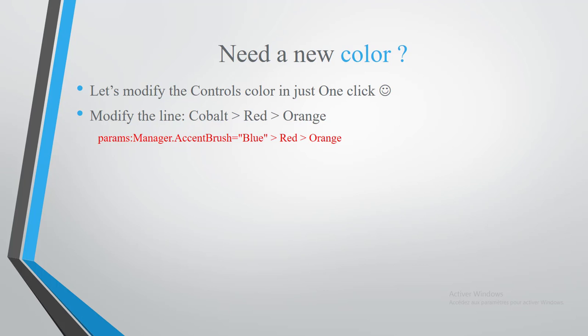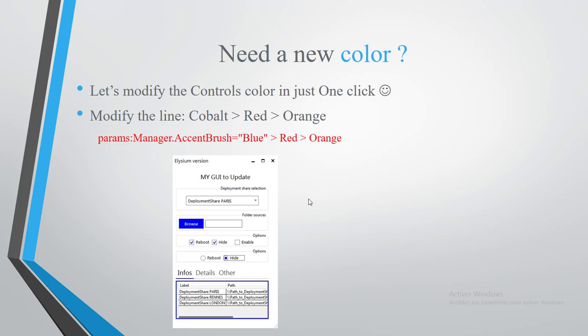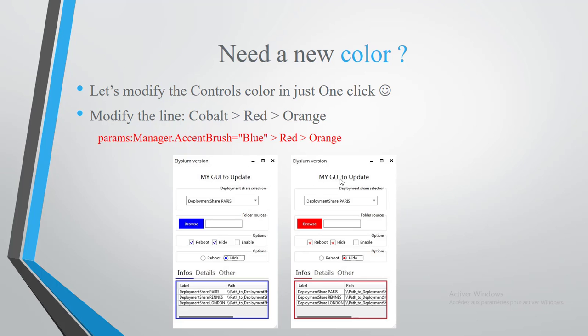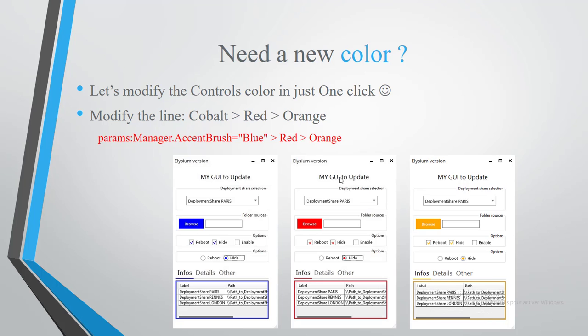If you need a new color on your control, it's pretty simple. Just modify the control color in one click. So you have to modify this part. By default, it's in blue. If you want to show your control with red color, just change blue to red like this. For orange, change blue to orange like this. Pretty cool, pretty simple to do.